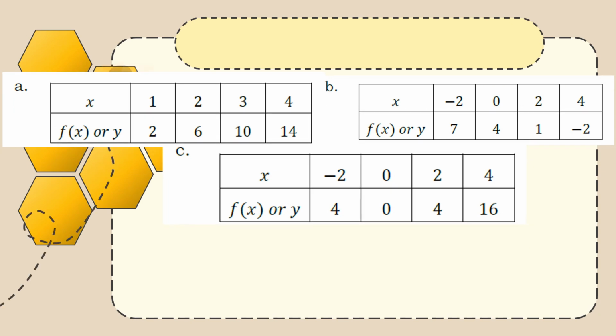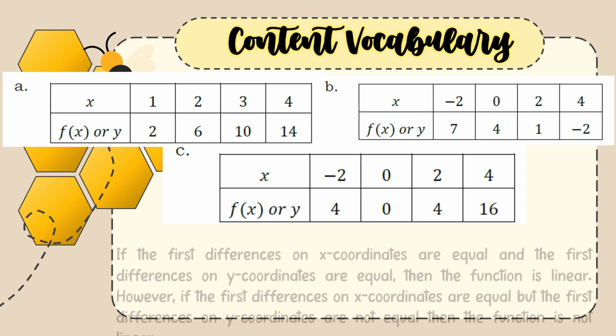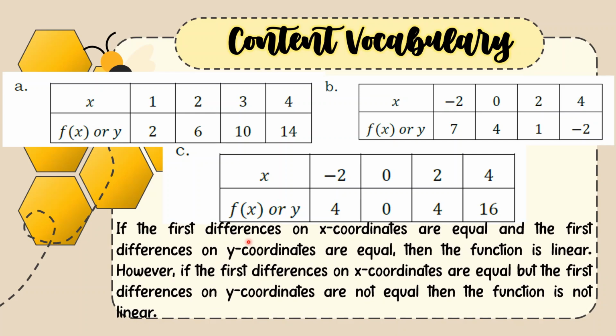In verifying if the given table is a function, we need to identify the differences of x coordinates and y coordinates. Now, if the first differences on x coordinates are equal and the first differences on y coordinates are also equal, then the function is linear. However, if the first differences on x coordinates are equal but the first differences on y coordinates are not equal, then the function is not linear.